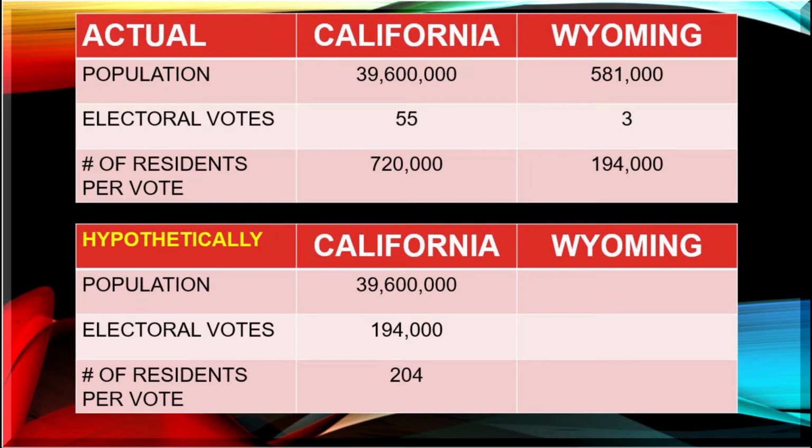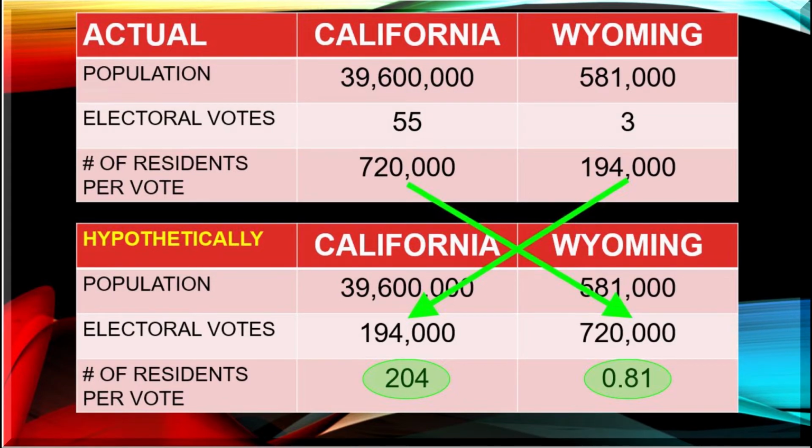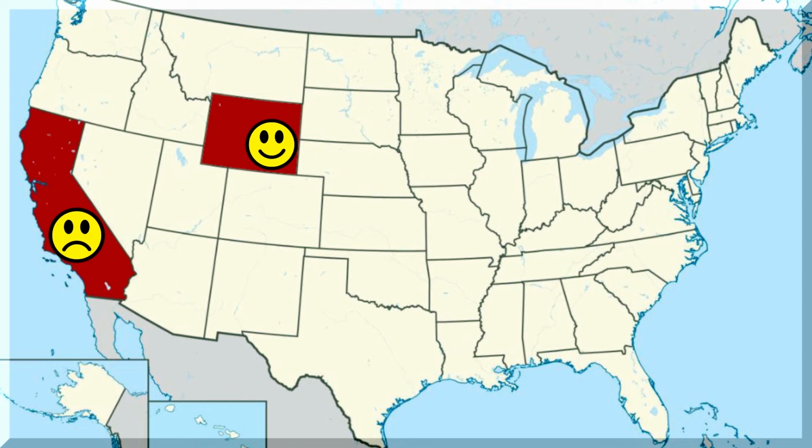Now hypothetically, suppose we allowed California to get 1 electoral vote for every 194,000 people, like Wyoming. That would mean, instead of California's 55 electoral votes, they would get 204. Likewise, applying California's ratio to Wyoming would give Wyoming less than 1 electoral vote. Because Wyoming only needs 194,000 people to get a vote, and California needs 720,000, it appears that the Wyoming voters are more influential. This prompts opponents of the Electoral College to claim that voters in less populated states have more influence on the election. Now let's review different points of view about the Electoral College.